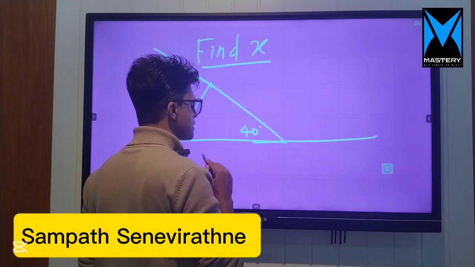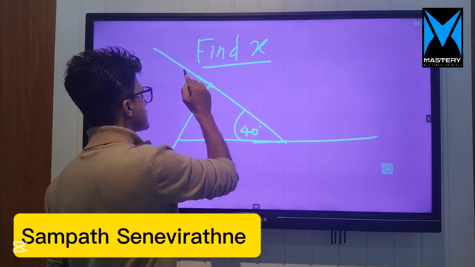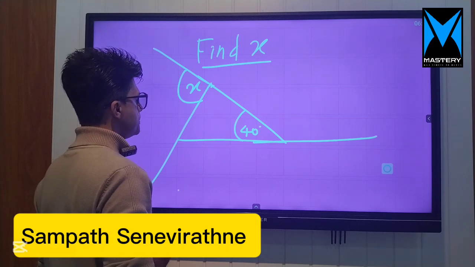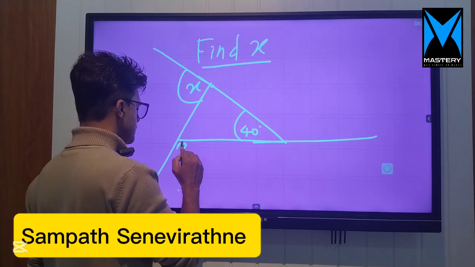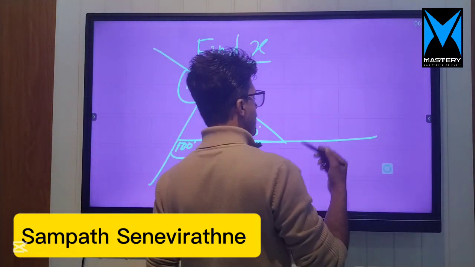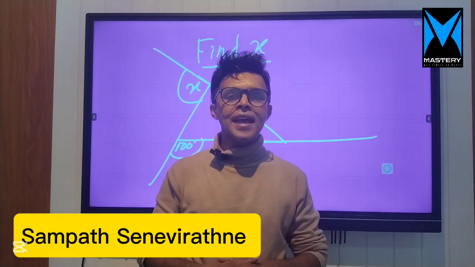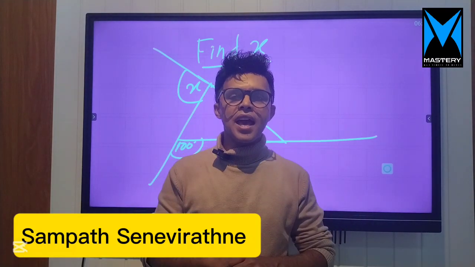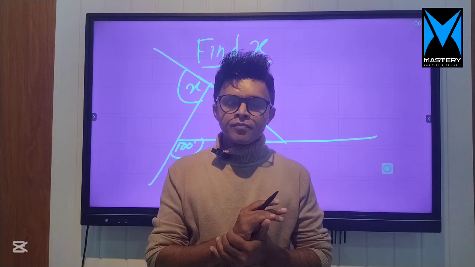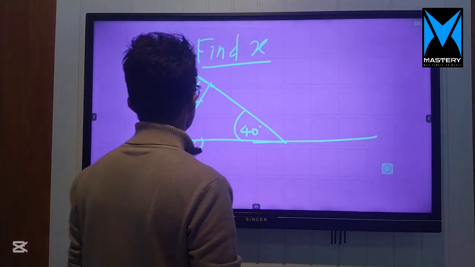This is 40 degrees. This is x. This is 100 degrees. How to get the value of x here? When it comes to a triangle, the sum of exterior angles of any triangle is equal to 360 degrees. What's the reason for that?